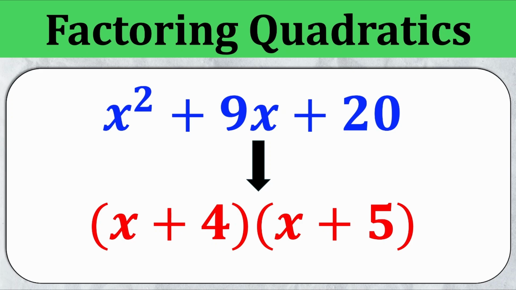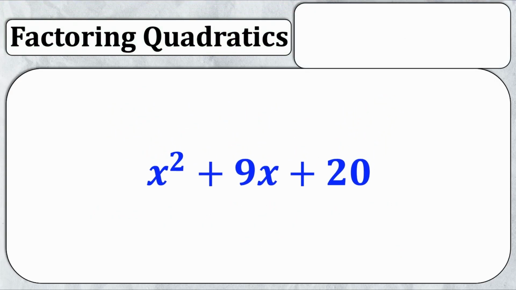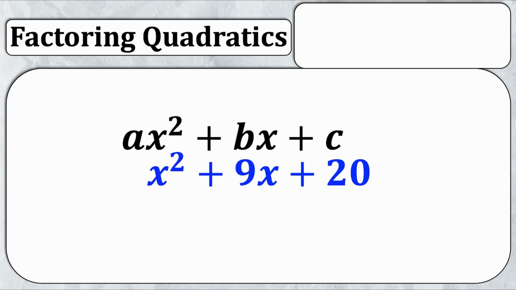In this video, we're going to factor a quadratic that's in standard form using the product sum method. So the first thing we need is a quadratic, and here we have x squared plus 9x plus 20. Now you'll notice that this quadratic is actually in standard form. That is, it follows the general form ax squared plus bx plus c.